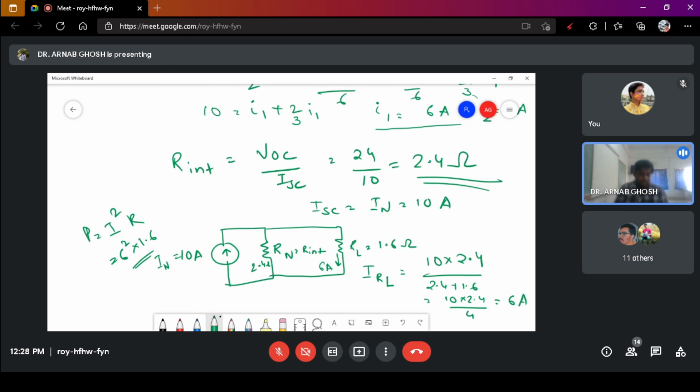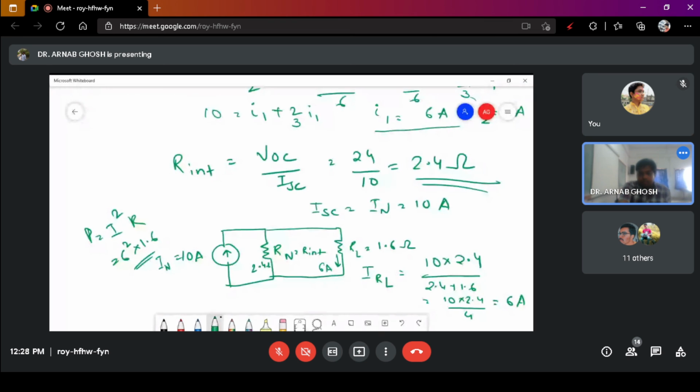See, is this okay? This is some kind of a critical problem, I can say, because this involves a lot many steps. Is this clear? This is involving your dependent as well as the independent source, how you use this to calculate the internal resistance as well as the Norton's current and calculate the power. See if this is clear to you. Any doubts, anybody?